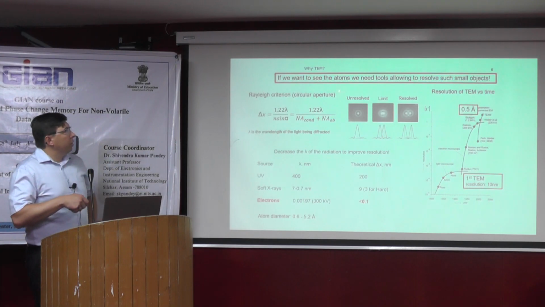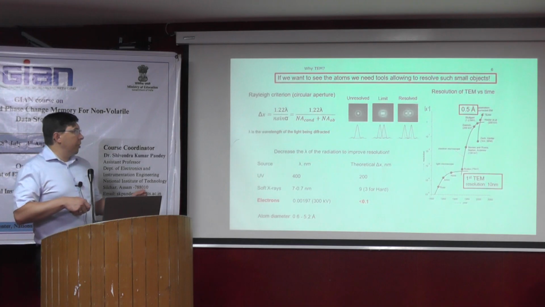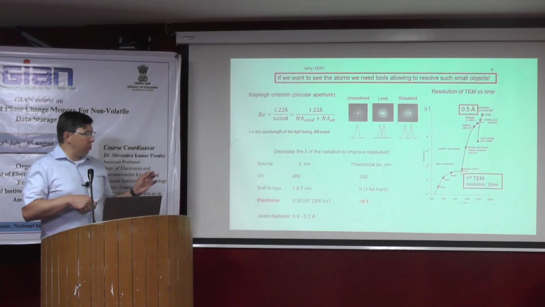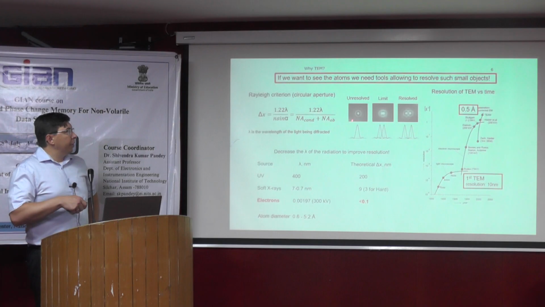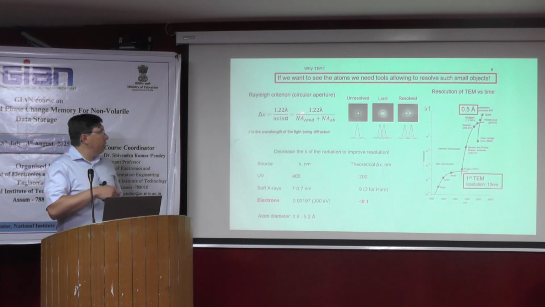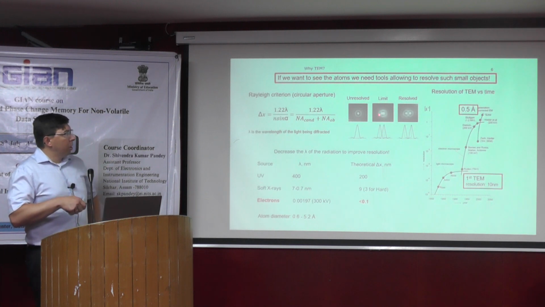We can consider different cases. One is the unresolved case: if we have two objects which are close in space to each other and our system does not allow us to resolve them, we will get one point, one intensity. This is the Rayleigh criterion limit, which allows us to resolve closely spaced objects, and in this case we are talking about resolved objects.